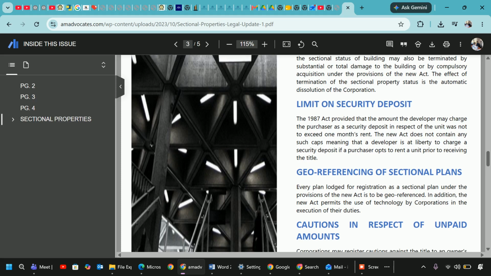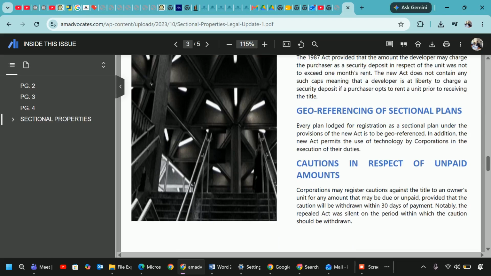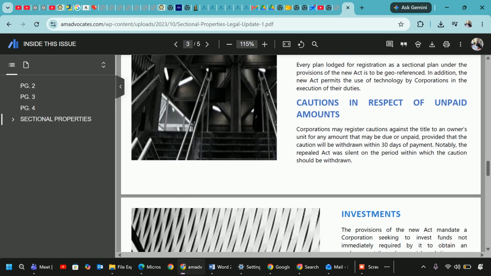Okay. Georeferencing of sectional plans. Every plan lodged for registration as a sectional plan under the provisions of the new Act is to be georeferenced. In addition, the new Act permits the use of technology by corporations in the execution of their duties. This is a shift from the previous regime.